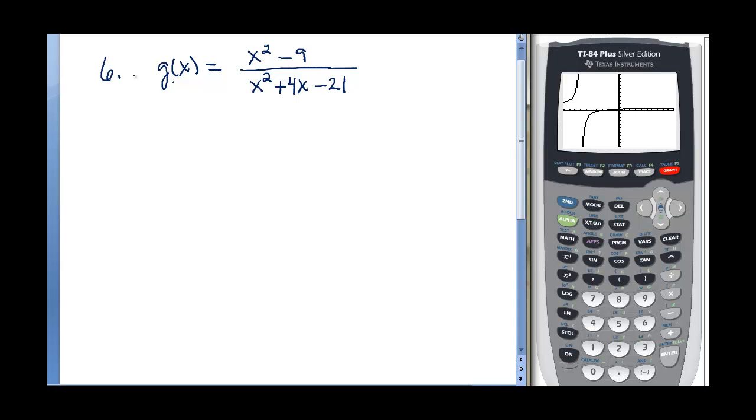Okay, so let's look at number 6. Number 6 is the rational function g of x is equal to x squared minus 9 over x squared plus 4x minus 21. To find the x-intercepts, we need to set the function equal to 0.